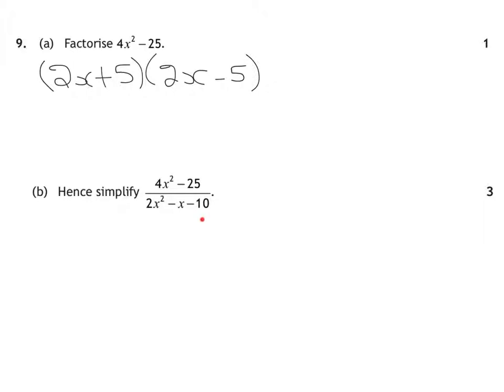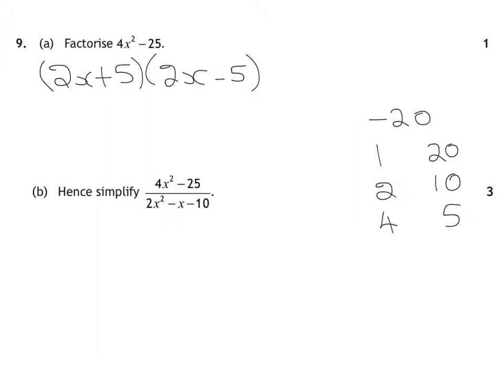So again, go through your list. Do we have a common factor? Nope. Do we have a difference of two squares? Nope. Product and sum. Let's see if we can work it out that way. Okay, so to factorise this, we've got the 2 in front, which just makes it a tad more interesting. So we're going to take the 2 and multiply the negative 10. That gets me negative 20. So I am looking for factors of negative 20 that are going to add together to make negative 1.